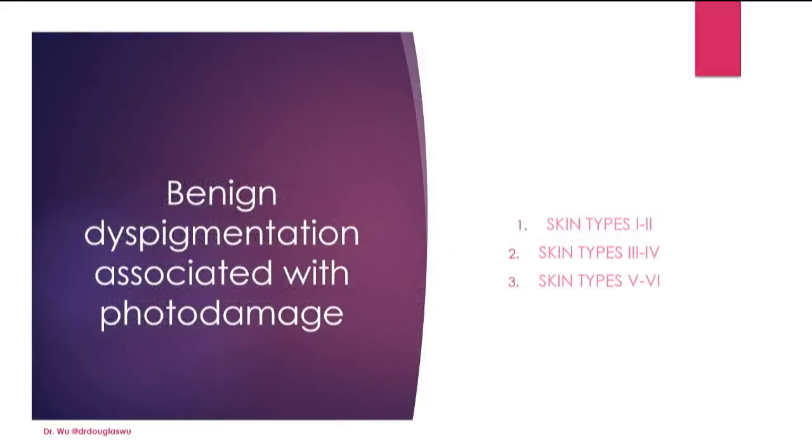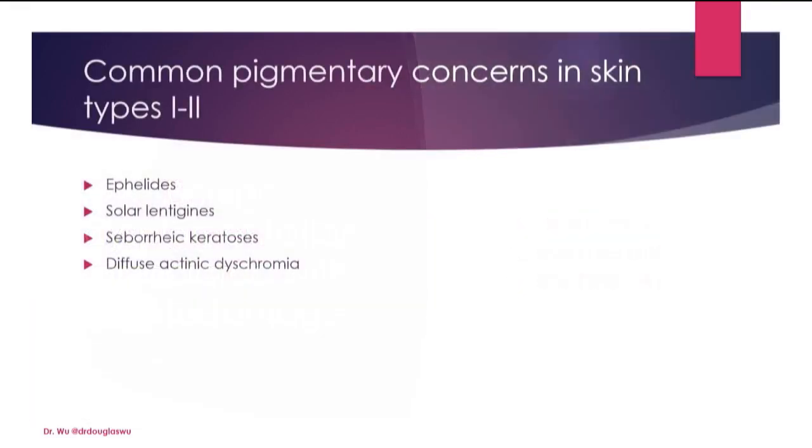Now let's go into a variety of different cases, benign pigmentation, because in our practices, that's something that we see very often. Maybe even the majority of what we see is pigmentary related. So common pigmentary concerns in skin types 1 and 2, we get freckles and sunspots, SKs, and just diffuse actinic dyschromia, it's bronzing and sallow skin, stuff like that.